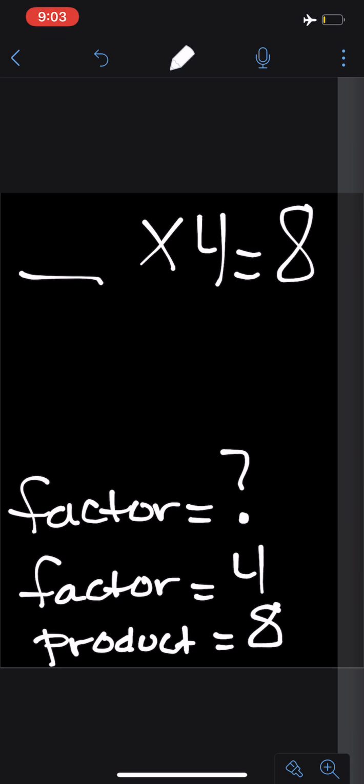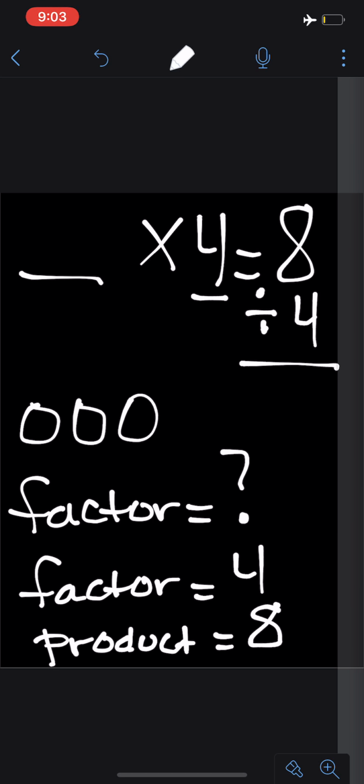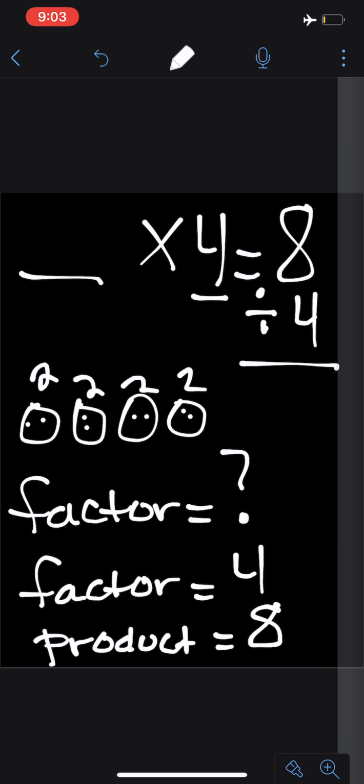So I'm going to use the same strategy. I'm going to take my given factor, which is 4, and I'm going to divide my product by that number. So 8 divided by 4. 1, 2, 3, 4 groups, and then 1 dot in each group until I get to 8. 1, 2, 3, 4, 5, 6, 7, 8. And you just count how many you have in each group. So 2, 2, 2, 2. Many of you may be like, oh, I already knew that 8 divided by 4 was 2. And that's okay, but sometimes we have to work it out and check our work. So 8 divided by 4 equals 2. And so that means 2 times 4 equals 8.